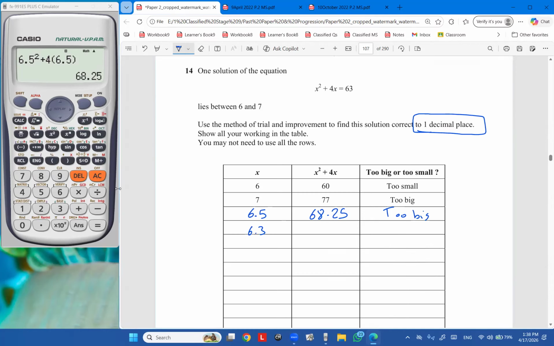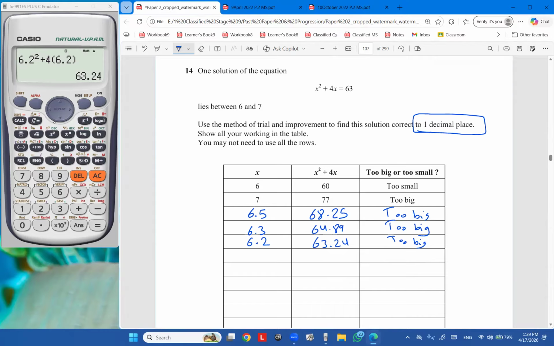Let's try maybe 6.3. So 6.3 squared plus 4 multiplied by 6.3, and I press equals. It gave me exactly 64.89, which is also too big. Then I change the 6.3 and try 6.2, which gives me 63.24. So 6.2 here is 63.24, which is still too big.